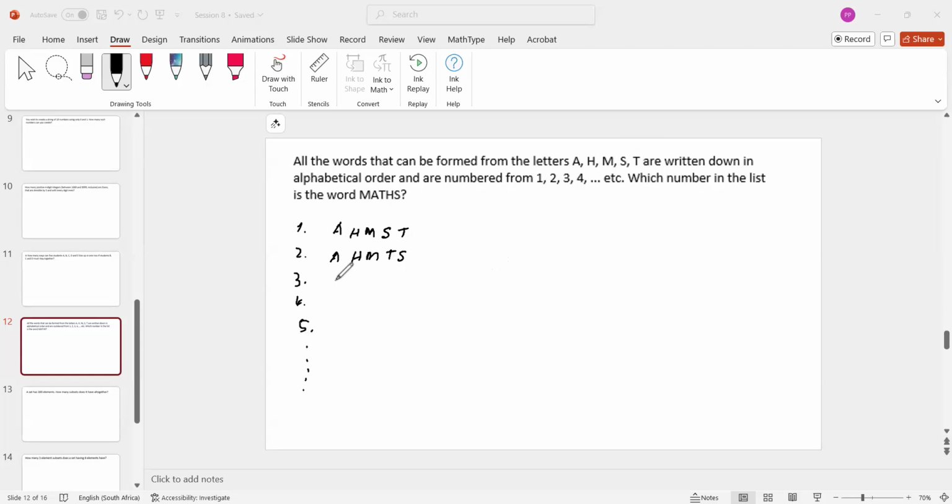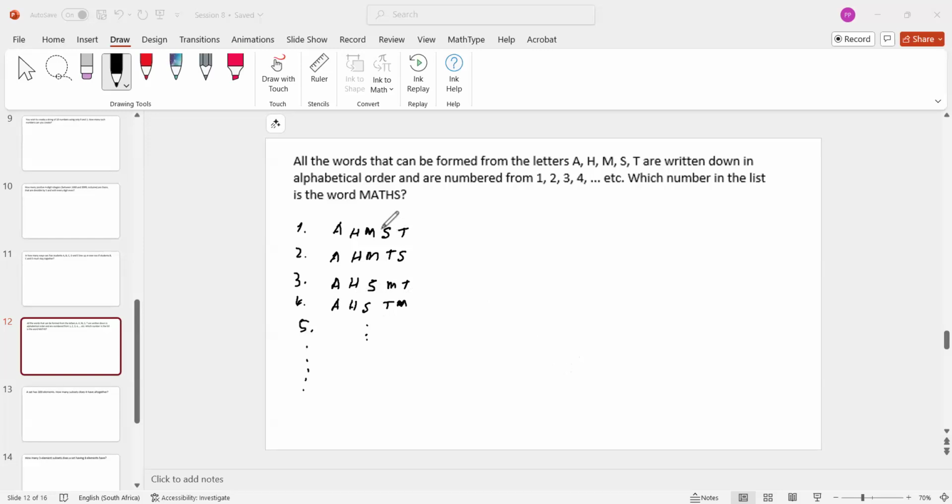And the next one will be A, H. Now, we finished M as the third letter. This time, you'll put S as the third letter, and then you put MT. And the next one will be AH, STM, and so on, right?